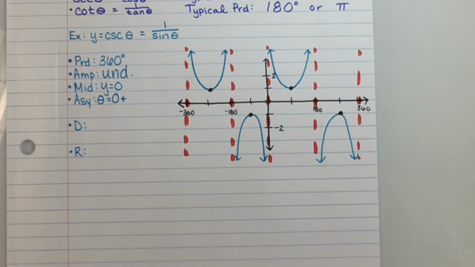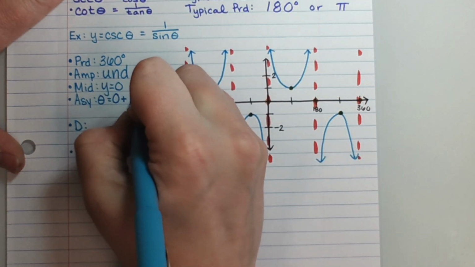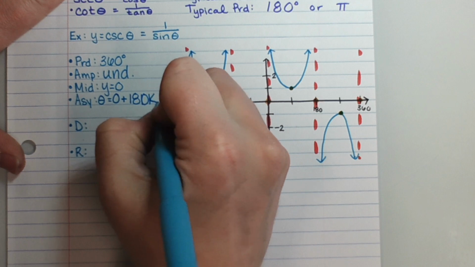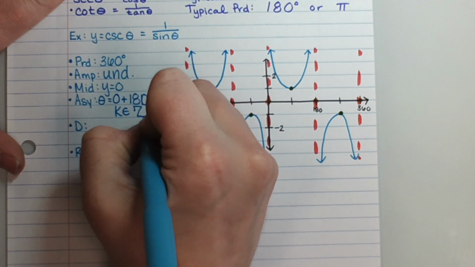Plus, how did we find the second number? Distance between the asymptotes. It's how you get from one asymptote to the next one. How far apart are the asymptotes from one another? They are 180 degrees apart because they are 2 ticks apart, and 2 ticks is 180 degrees. 0 plus 180k, where k is an integer.